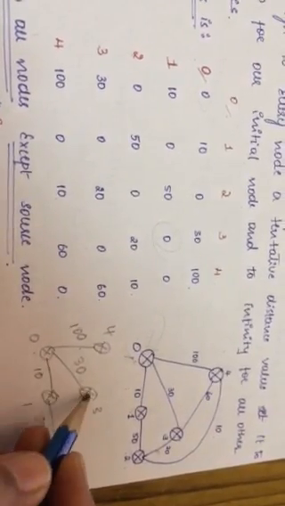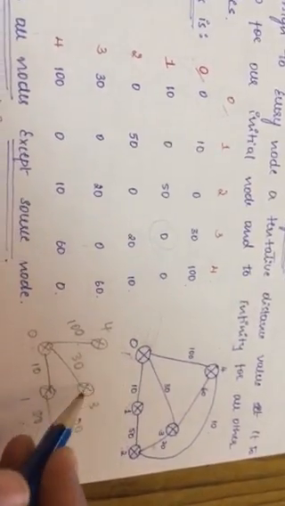Next, this is our 2. 2 to 0, you don't have a direct path, that is 0. 2 to 1 is 50, it is already written. 2 to 2 is 0. Next, 2 to 3, I have here 20. Next, 2 to 4 is 10. So I'll mark here, this 2 to 4 is 10.